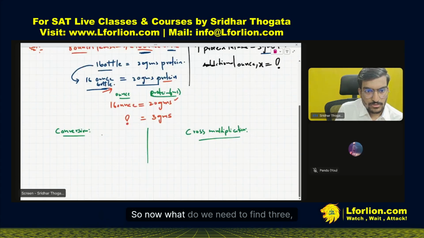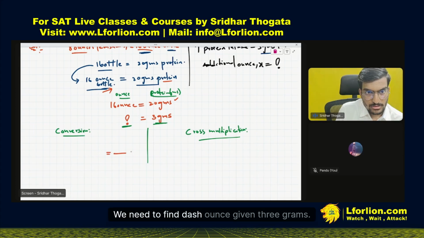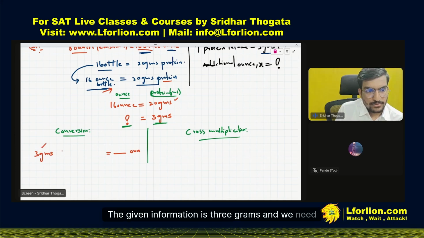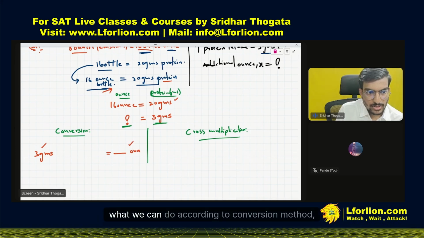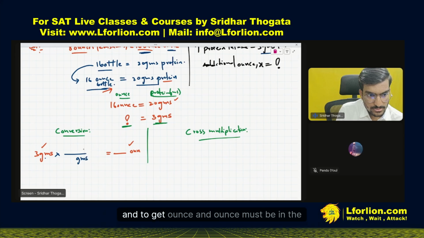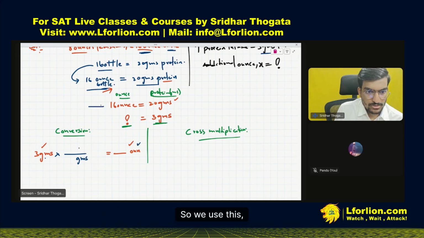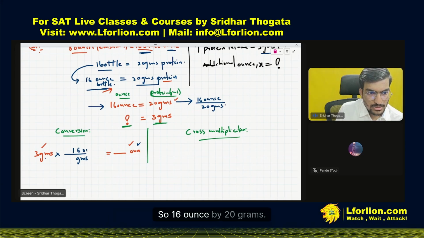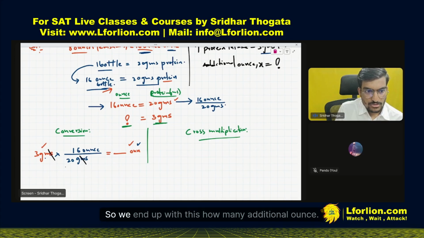So what do we need to find? We need to find ounces. Given 3 grams, I'm writing 3 grams. The given information is 3 grams and we need ounces. According to the conversion method, we have to cross out grams, so grams must be in the denominator and ounces in the numerator. So we rewrite this as 16 ounces by 20 grams. Here grams are crossed out.